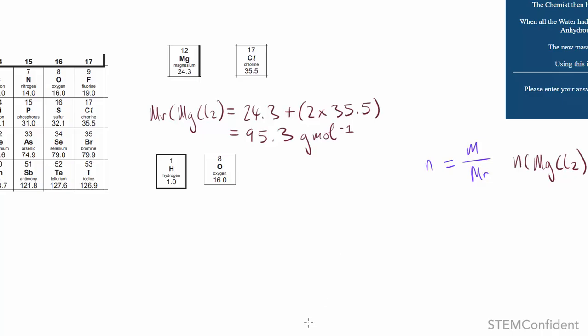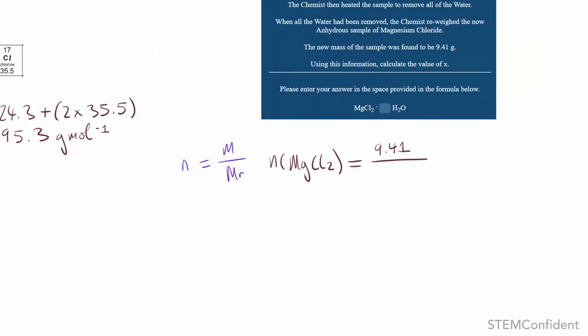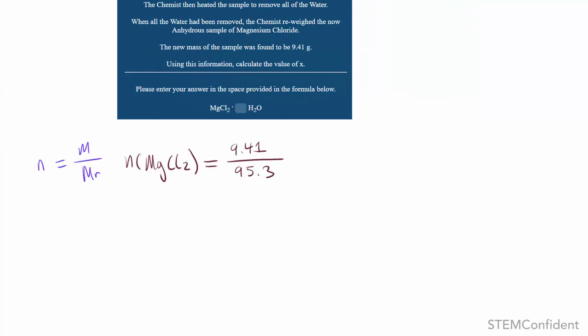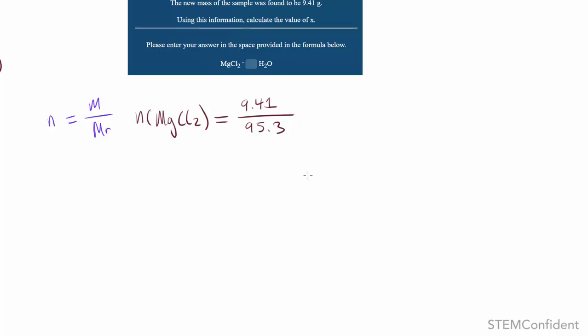Okay, now, if we add that here, 95.3, right? So if you have a go working that out, what you should find is that you're going to get 0.098741, right? And that's going to be moles, right? Okay, so we've done the MgCl₂ component.